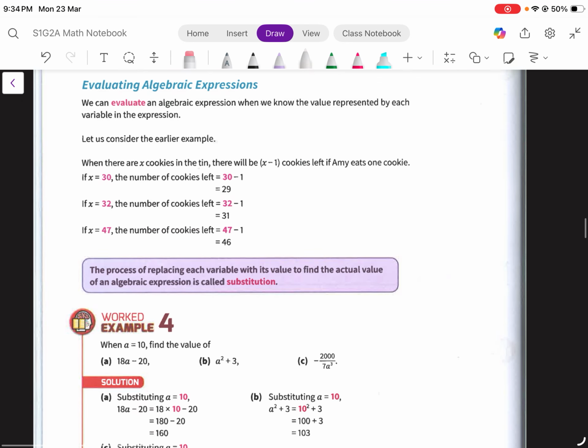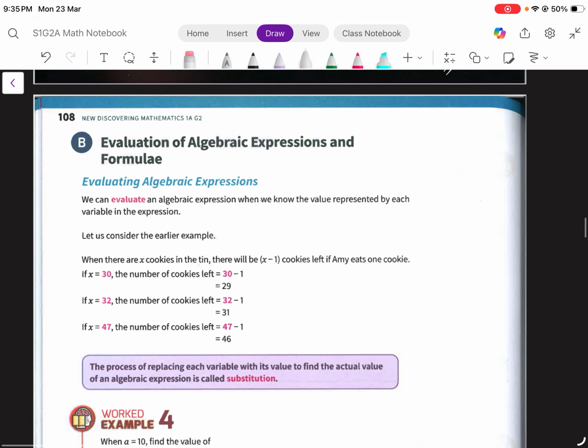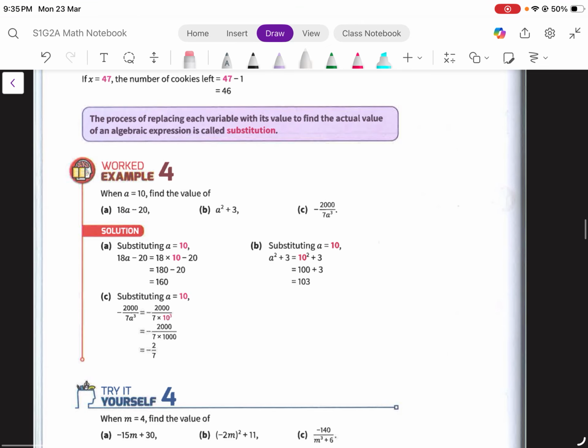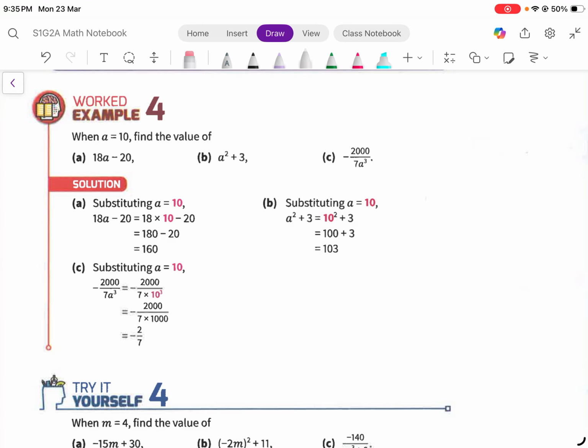Okay, next one. This is the evaluation of algebraic expressions and formulae, which is the second SLS that you have done, or maybe still the first one. Anyways, if the value of a is 10, how do we find the value of 18a minus 20? So sub in the value, a is 10, so 18 times 10, 180 minus 20, 160. Next one, a squared plus 3. So remember that a squared is what? 10 times 10, right? So 10 times 10, you get 100 plus 3, 103.